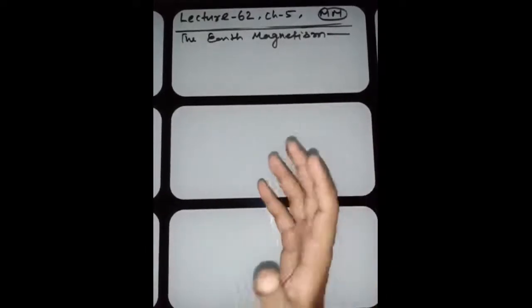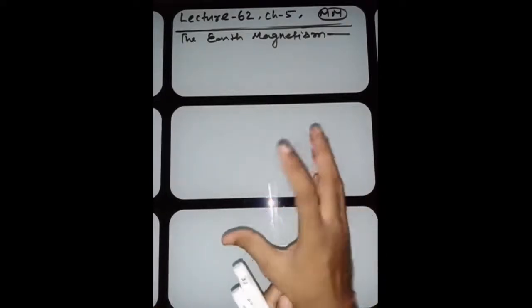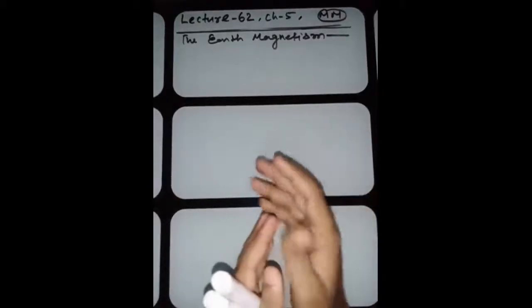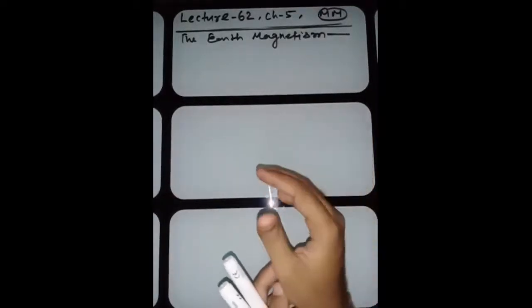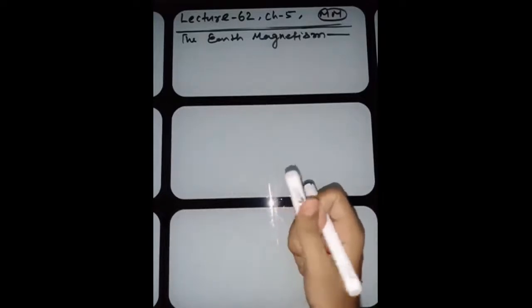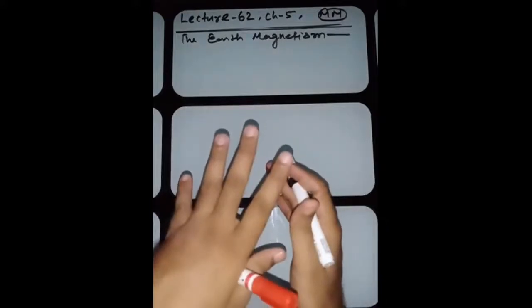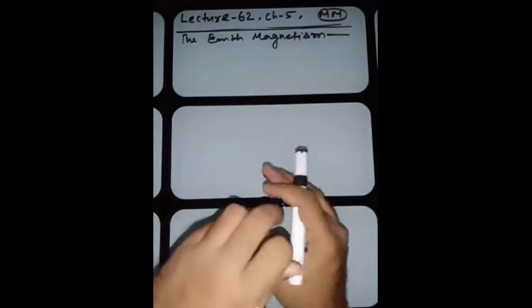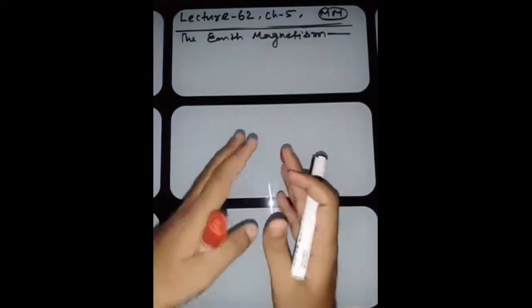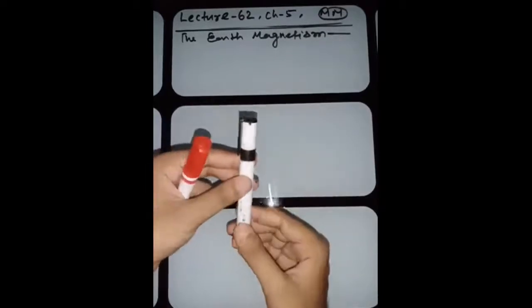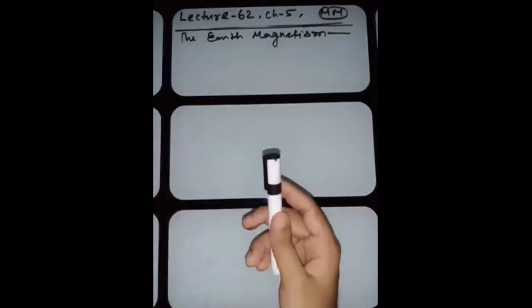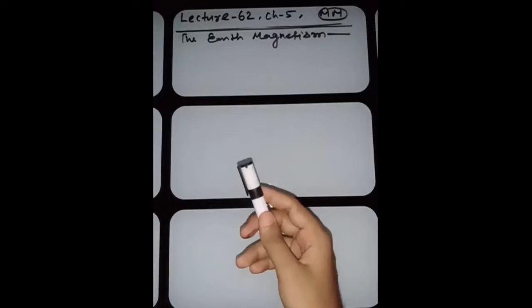Actually, the magnetic field of earth, my dear students, is considered to be due to convection current. I have discussed already, it is due to the movement of metallic fluids, mostly molten iron and nickel in the outer core of the earth. From there, we get the magnetic field of the earth. Actually, the magnetic field lines of earth resemble those of a magnetic dipole located at the center of the earth. You can say a magnetic dipole is aligned inside the earth at its center, and you can study that dipole inside the earth.